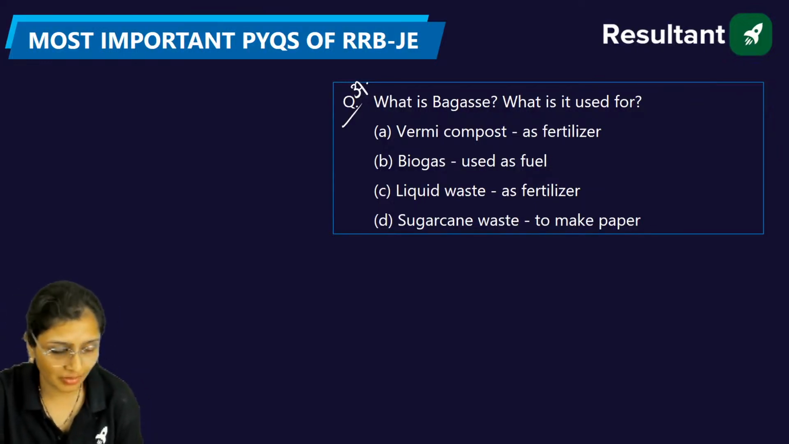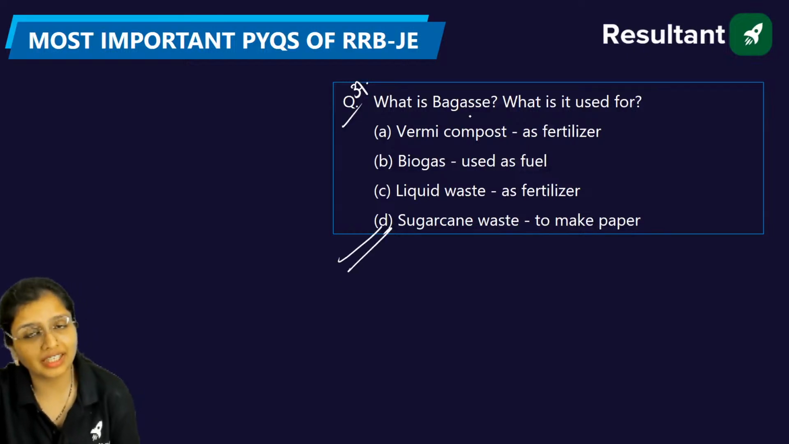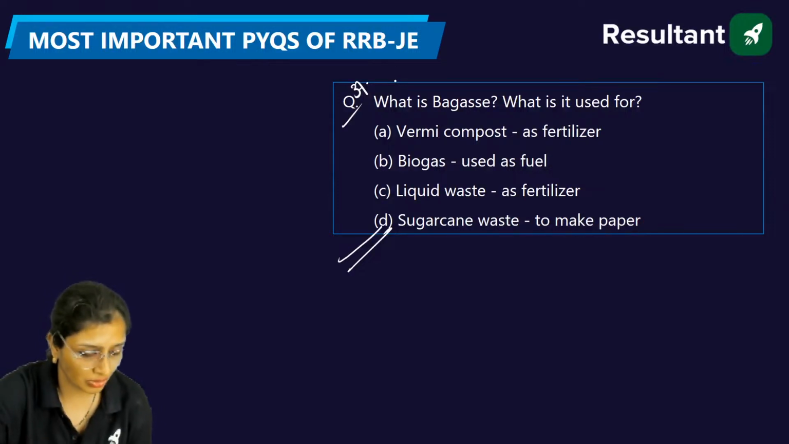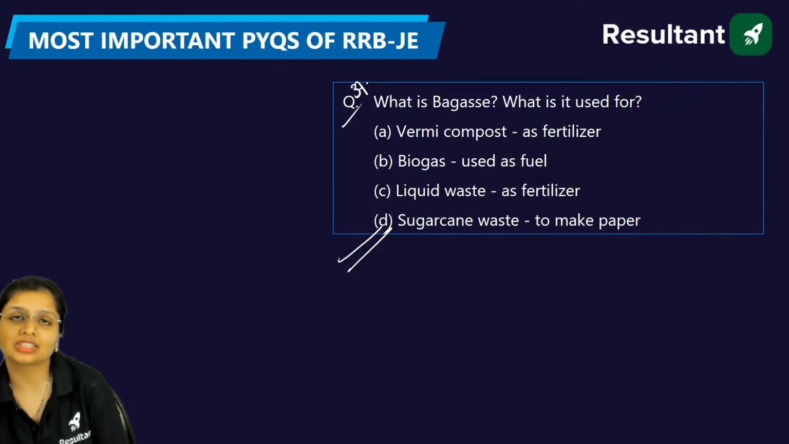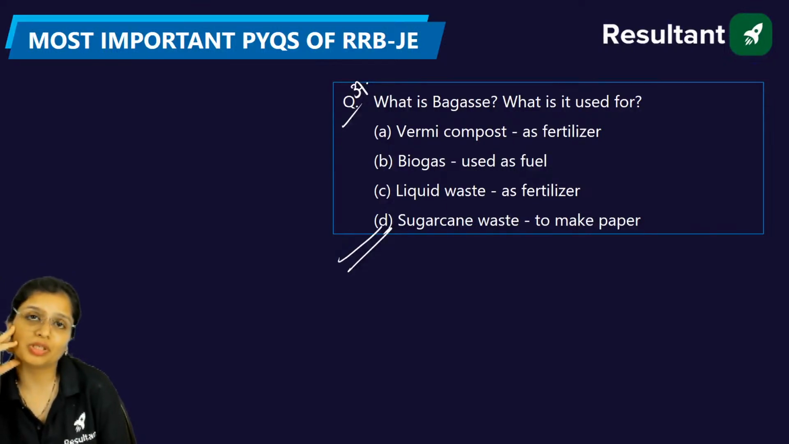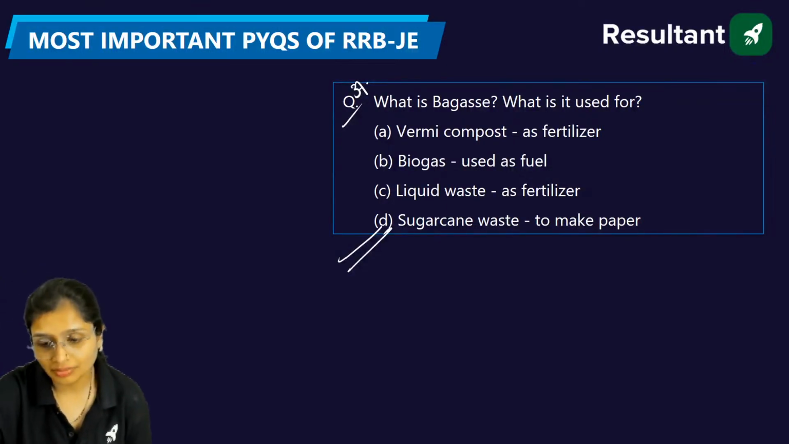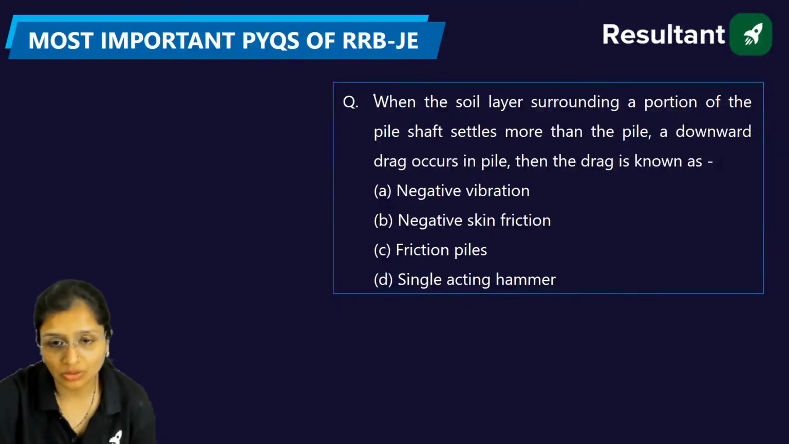Correct. Very good, Arvind. This is a sugarcane waste, and this sugarcane waste is rich in cellulose, so it will be used to make paper. Clear? Okay. Last three questions.